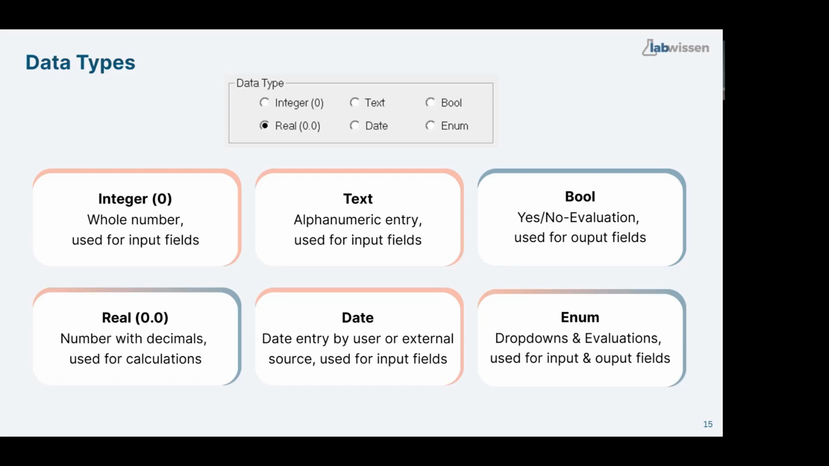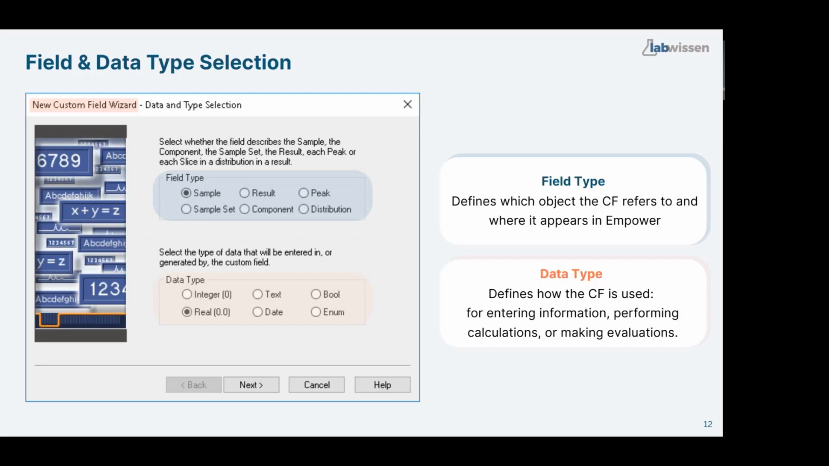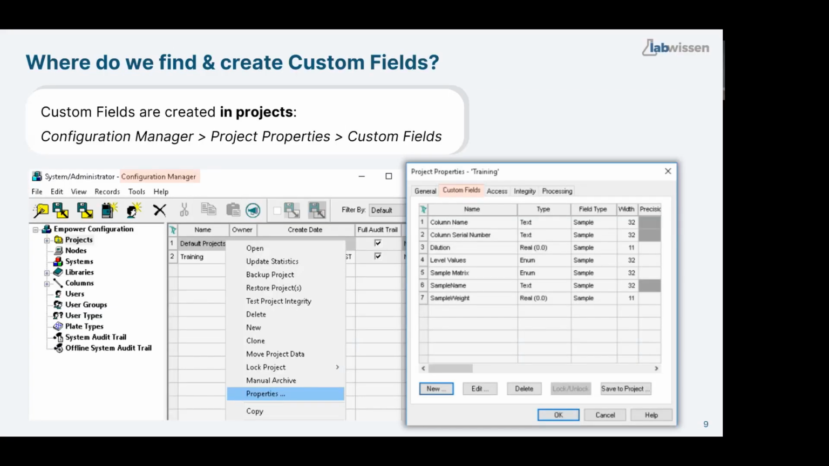So amount is a pre-existing custom field in Empower. Exactly. So let me go here where it was. No, amount is not the existing custom field. It's just a field. It's not a custom field. These are the custom fields. For example, column name, column serial number, dilution, level values, sample matrix, sample name, and sample weight. These are default custom fields in Empower.